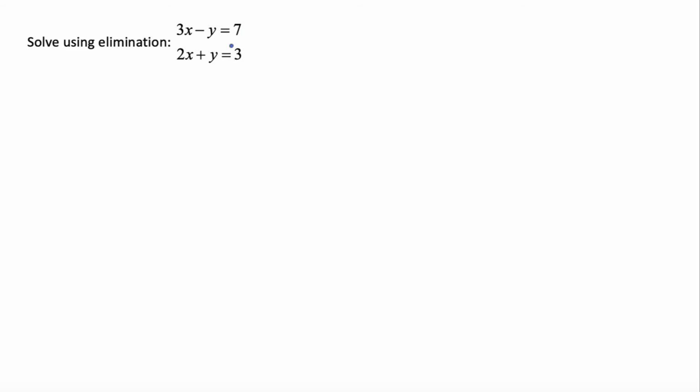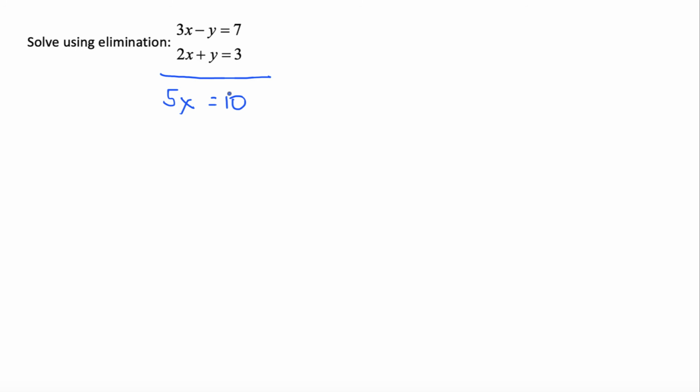But you notice, what is the coefficient of this y? It's -1. And the coefficient of this y is +1. So what happens when we add these two equations together? 3x plus 2x is 5x. And this is the key point here: what happens to -y plus y? They actually just cancel out. So we get 5x equals 10.